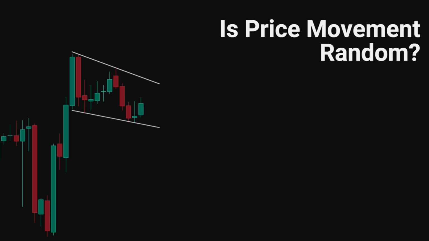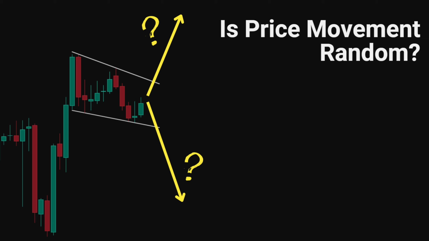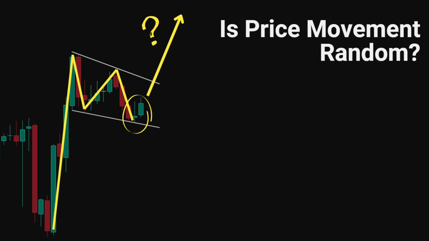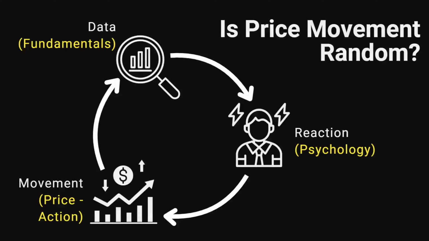Most traders think the market moves randomly. It does not. Every candle on your screen is a digital footprint of human emotion reacting to information. We call this price action, but it is actually behavioral action. When new data enters the market, humans react. That reaction creates the patterns we see every day. If you understand the human behavior behind the move, you stop seeing lines and start seeing the logic.